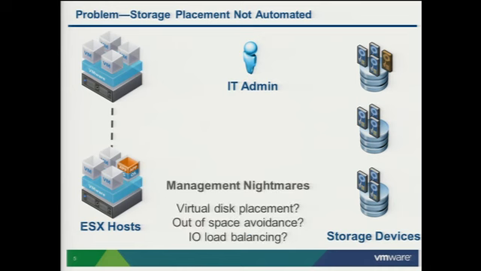So the bottom line is there are three major problems that are demonstrated by the example. How do I choose where to place my VMDKs? How do I make sure that after the initial placement is done, subsequent changes in the environment will not lead me to an out of space condition? And how do I make sure that subsequent change in I/O load will not make the data store heavily loaded? Storage DRS solves these three problems, and I will show you how.